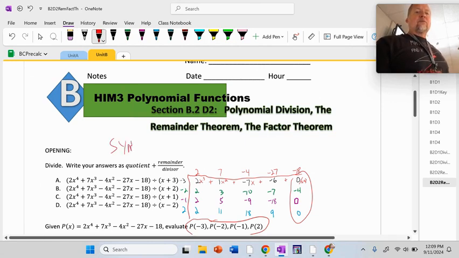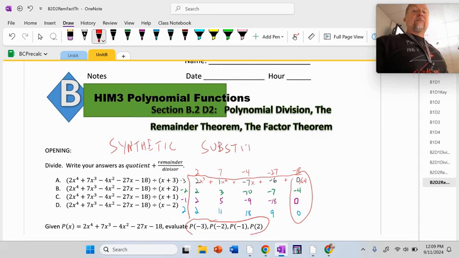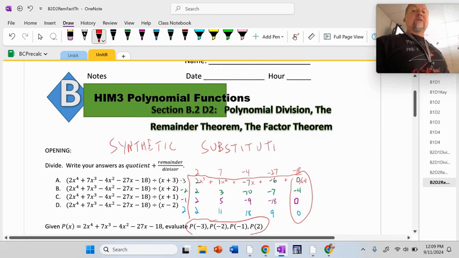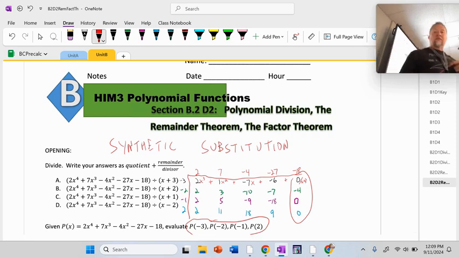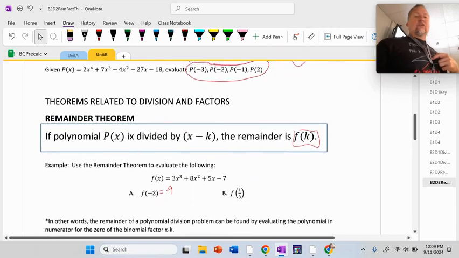Synthetic division works when the answer is a depressed polynomial. It's called synthetic substitution because it takes the place of substituting a number in for x into a polynomial. That's often why you hear that term as well. This is called synthetic substitution.